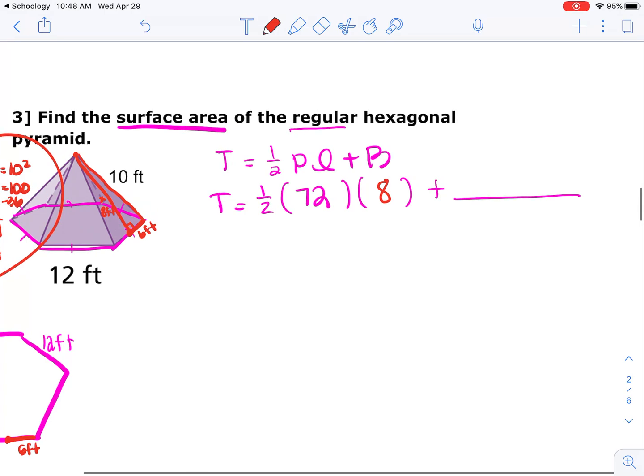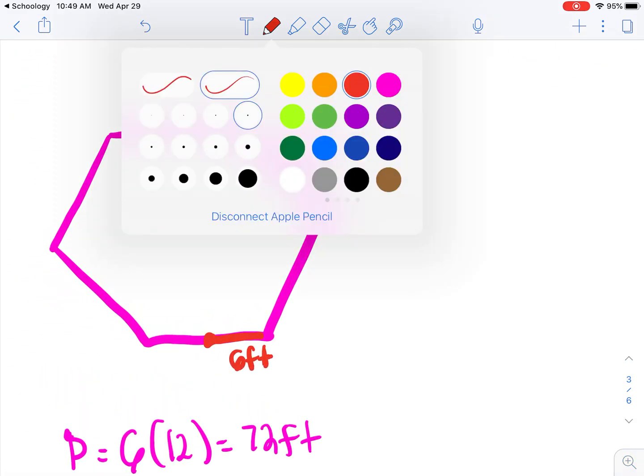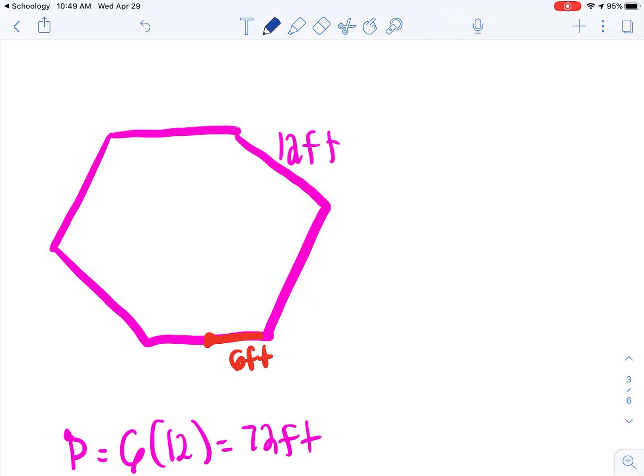All right, last but not least is the area of the base. So I have to find the area of this figure. We did this last chapter. I'm going to go through it somewhat slowly, but remember we did do this last chapter. Okay, so area of the base. What is this? This is a regular hexagon. So 1/2 apothem times perimeter, which notice it's also on your formula sheet.